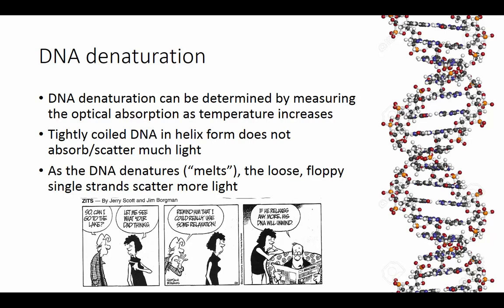Tightly coiled DNA in helix form, which a lot of DNA is like that, will not absorb and scatter a whole lot of light because it's very tightly coiled. The nitrogen bases that would probably absorb a lot of light, a lot of them may be obscured because of the coiling process. But as DNA denatures, or as biologists would say, as DNA melts, those loose, floppy single strands will have their nitrogen bases flopping around in the liquid, in the solvent, and those will scatter more light.